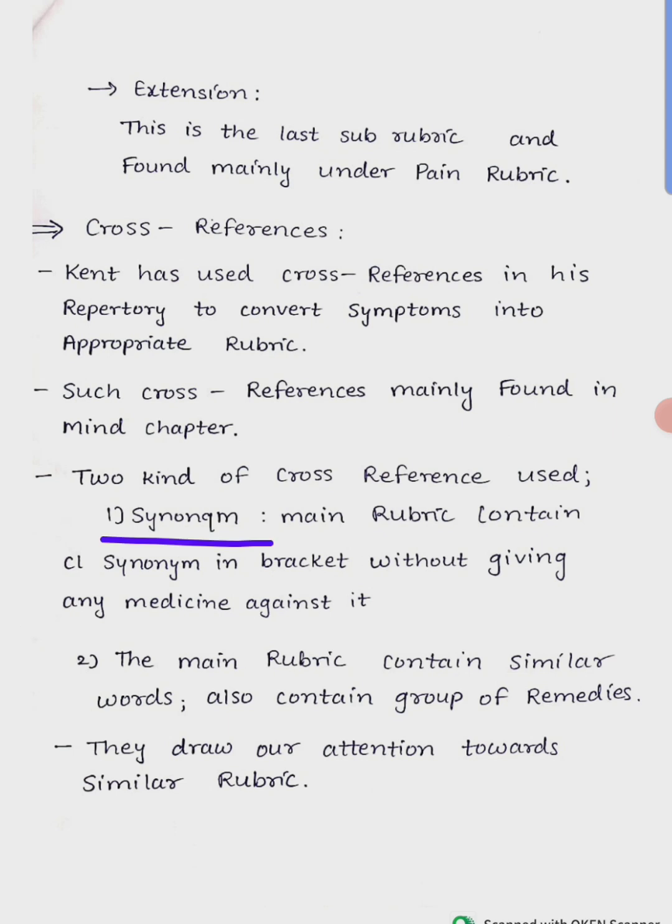Dr. Kent used two types of cross references. First is synonym: the main rubric contains a synonym in brackets without giving any medicine against it. And second, the main rubric contains similar words and also a group of remedies. They draw our attention towards the similar rubric. Okay, I have mentioned 2 pages describing this cross reference at the last. We will understand it again at the last.